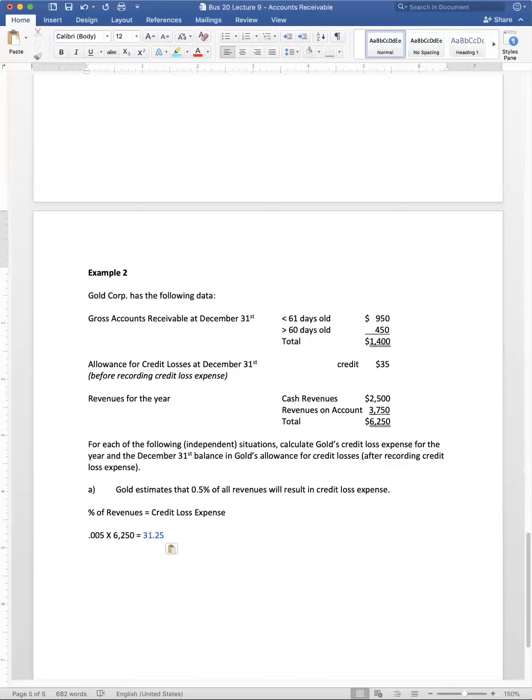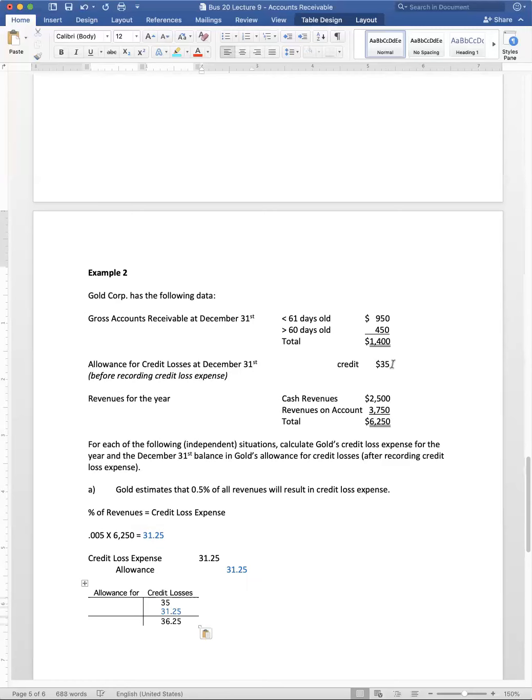So we're going to make a journal entry here where we debit the credit loss expense, right? And we debit it for the $31.25, and then we credit the allowance for $31.25. So in the T account, we started out with $35. Remember that credit of $35 that was given in the question. And we know now that we're crediting the allowance for $31.25, so the total amount is $36.25.